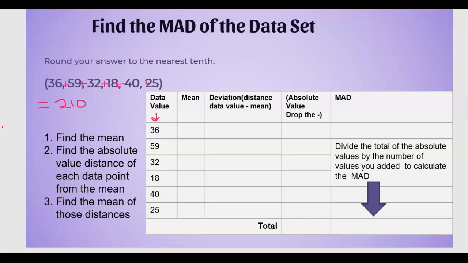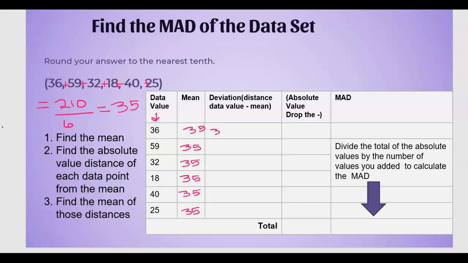Now you have to find the average of that. So you had 6 numbers that you added. You have to divide that by 6. And I hope you got 35. All right, so I'm going to put 35 in each one of these boxes, because that's our mean of the whole data. Okay? Now we just subtract.